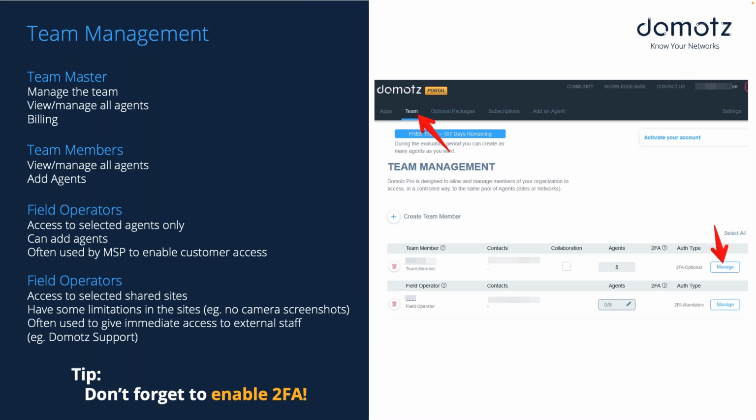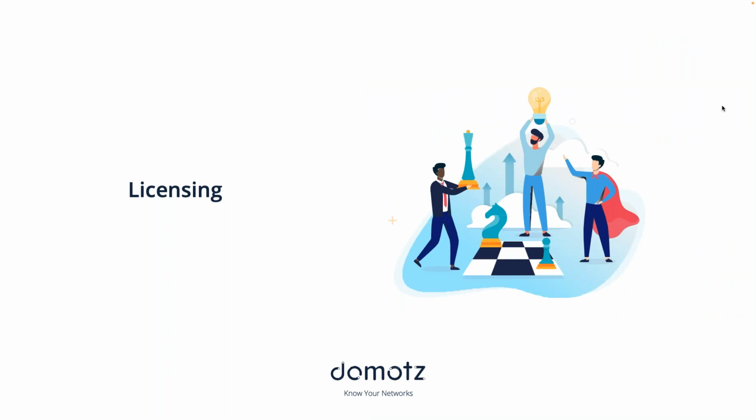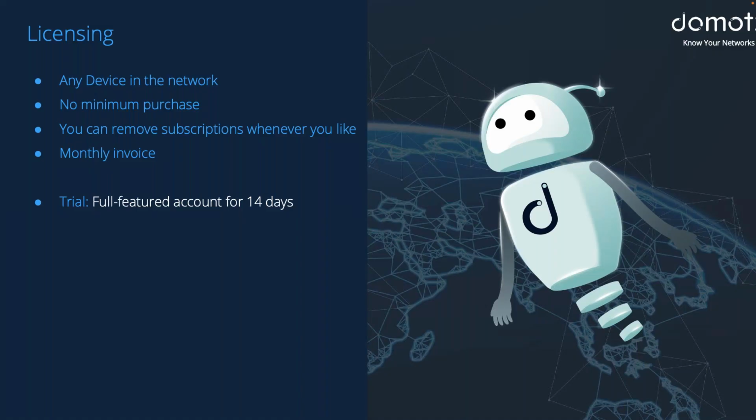Okay, let us move on to how you activate an agent, and in some sense we can talk about licensing at this time as well. First of all, when it comes to licensing, a Domotz agent and activating an agent, you pay on a per agent basis.